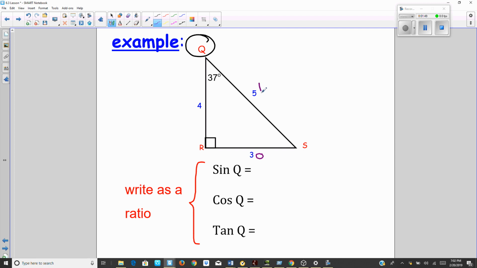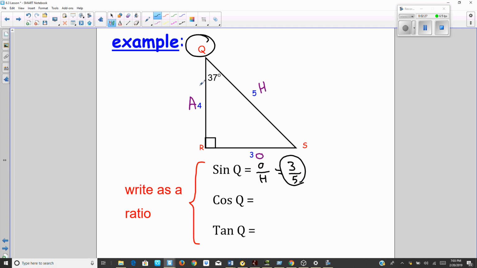5 is considered the hypotenuse because when you cover up the right angle with your hand, you're not touching this side. So there's your O, there's your H, and 4 is your adjacent side. And that's not going to change for this problem because we're only talking about angle Q. So the first trig function is the sine of Q. So again, sine is O over H. And in this particular problem, O is 3 and H is 5. So the sine of Q is 3/5.